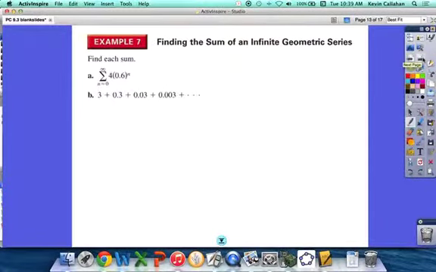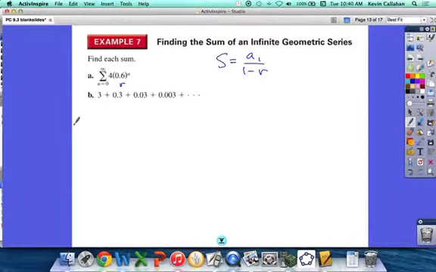So find the sum. We have two of them here. One of them is written in the summation notation, and one of them is written just as a sequence. In the summation notation, again, I'm going to use this formula, S equals a1 over 1 minus r. So the easy part is the r. What's the r? Yeah, the r is 0.6.